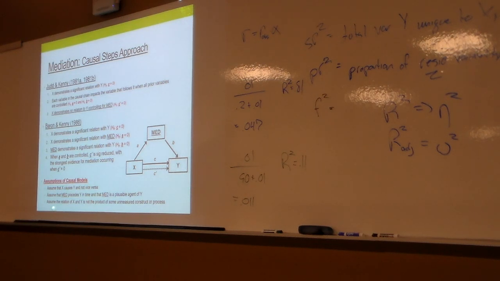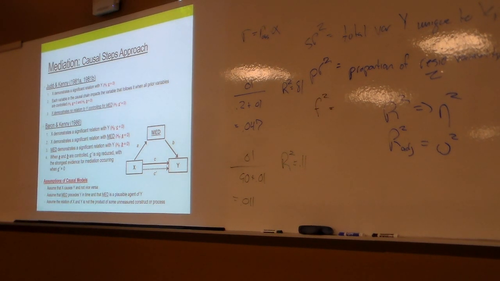We're also assuming that my mediator is preceding Y in time, and that my mediator is a plausible agent in my outcome. Okay, so a couple of things here. I need to say that my measurement of the mediator is happening at some point in time before I've measured my outcome. Okay, this starts to establish a temporal precedence for the mediator, right?